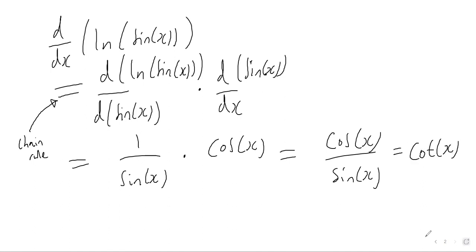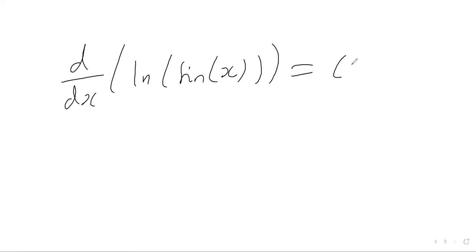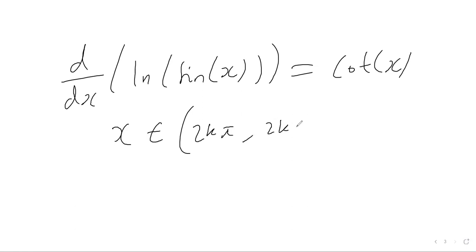And so what we can conclude is that when we differentiate this natural log of sine of x, we get the cotangent function, but the x values, in order for this to be true, only work in the cases when x is between even multiples of pi and odd multiples of pi in that open interval, like so. I'll just make a note that k is an integer, it can be any integer.